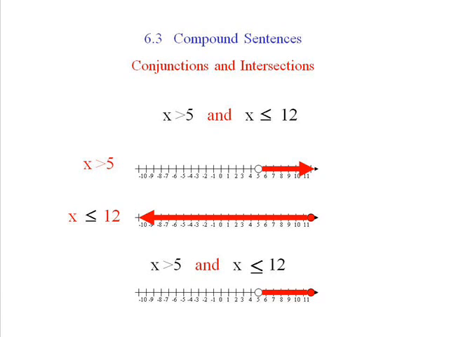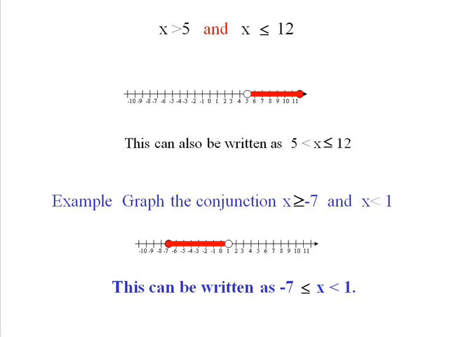We now look at their intersections and we can see where these two inequalities intersect. On our next slide, we can see where x is greater than 5 and x is less than or equal to 12 can also be written as x is between 5 and 12.